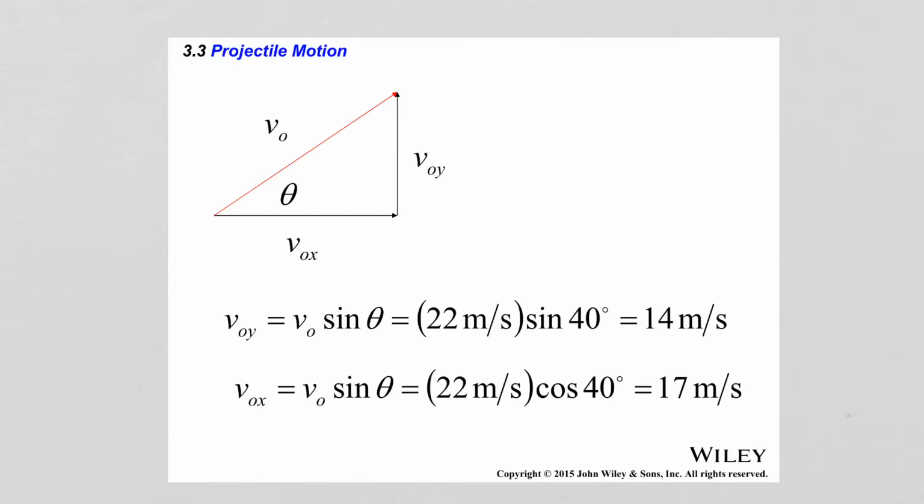So the y component of the initial velocity is equal to v0 sine of theta. That's 22 meters per second times sine of 40 degrees. That's 14 meters per second. And the initial x component is v0 cosine of theta, which is 22 meters per second times cosine of 40 degrees. That is 17 meters per second.